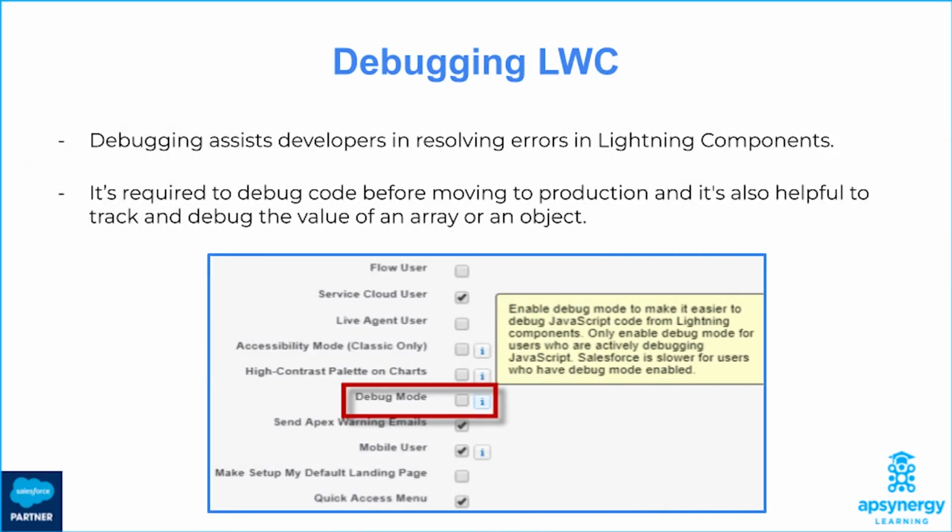Debugging helps developers to resolve errors in Lightning components. The simplest approach to run and debug a component while it's being developed is creating a Lightning page and adding your component to it. Then open the Lightning page in your preferred browser and analyze and debug using your preferred tools. Bear in mind you will need to debug the code before moving to production.